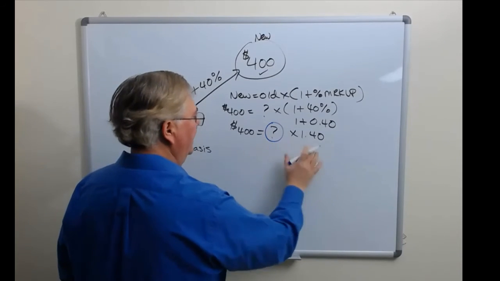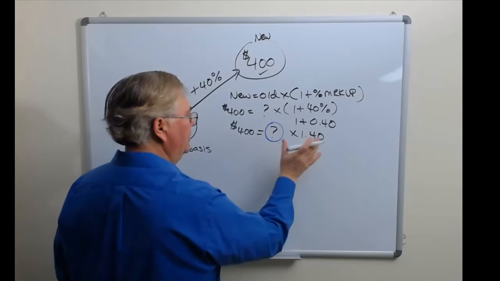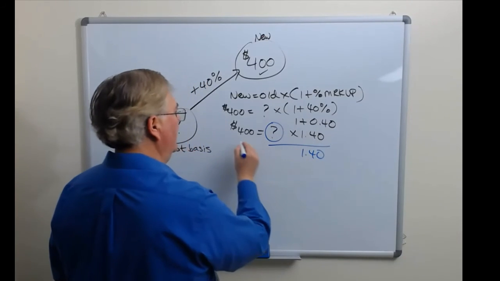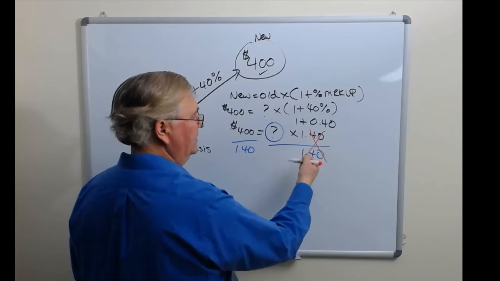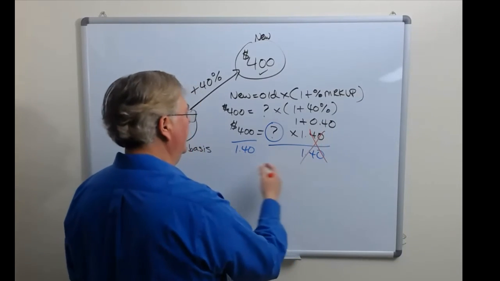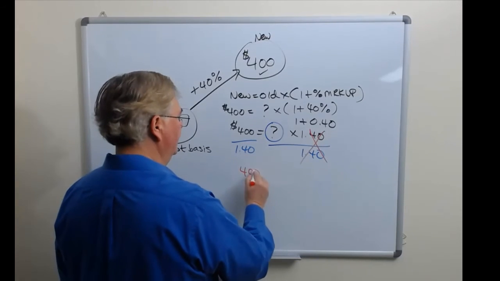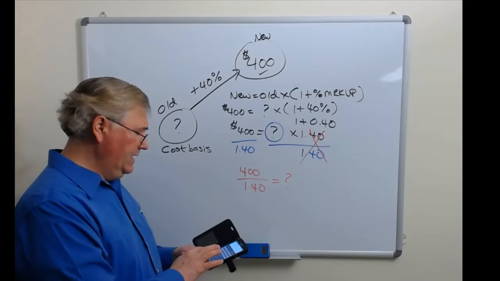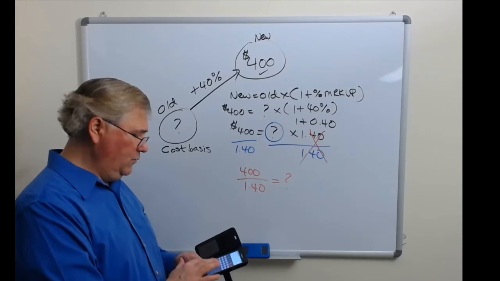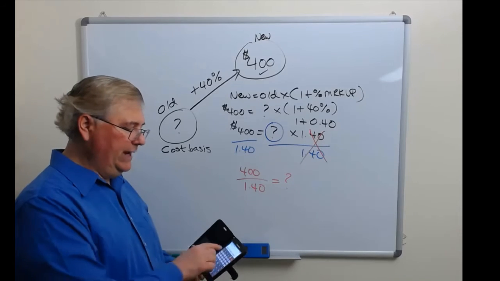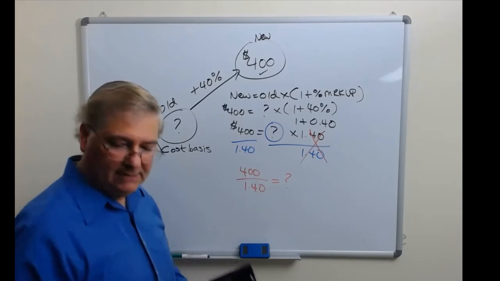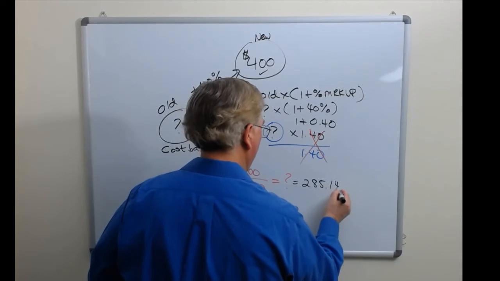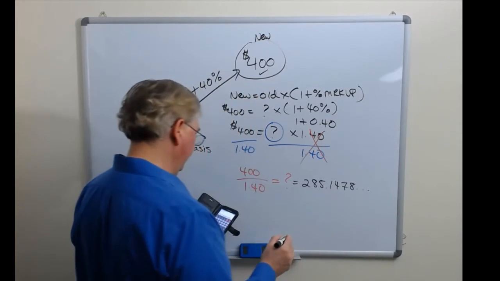So let's divide both sides by this term, 1.4, and what we do to one side, we have to do to the other side. So let's divide this side by 1.4, and let's divide this side by 1.4. At this point, these terms cancel each other out, and we're left with 400 divided by 1.4 is equal to question mark. Okay, so let's use our calculators to divide 400 by 1.4, and we get 285.71428 and some other stuff behind that.